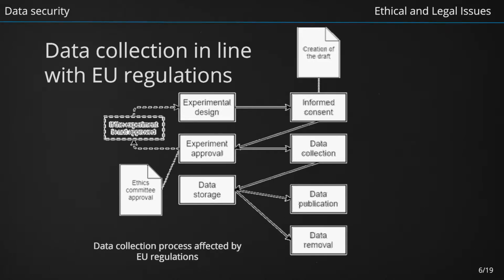During the experiment design phase, we have to create a draft of the informed consent that needs to be signed by all participants in order to conduct the experiment. The overall concept of the experiment is then submitted to the Ethics Committee for validation and comments. When we have a positive response from the Ethics Committee, we can conduct our experiment.